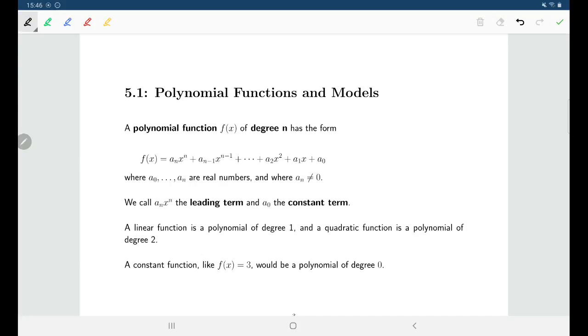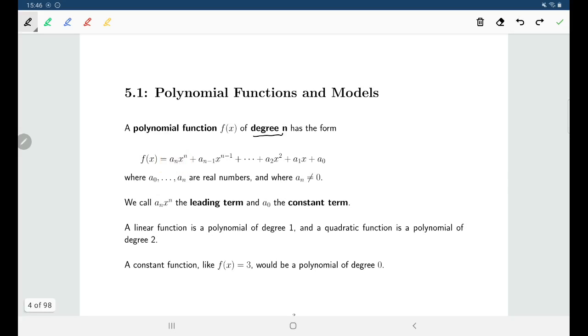Welcome back. In this section, we'll be talking about polynomial functions, properties of them, and also graphing polynomial functions. A couple of things to mention here. For a polynomial function of degree n, remember that degree n means that x to the power of n is the highest power of x that we have in our function.